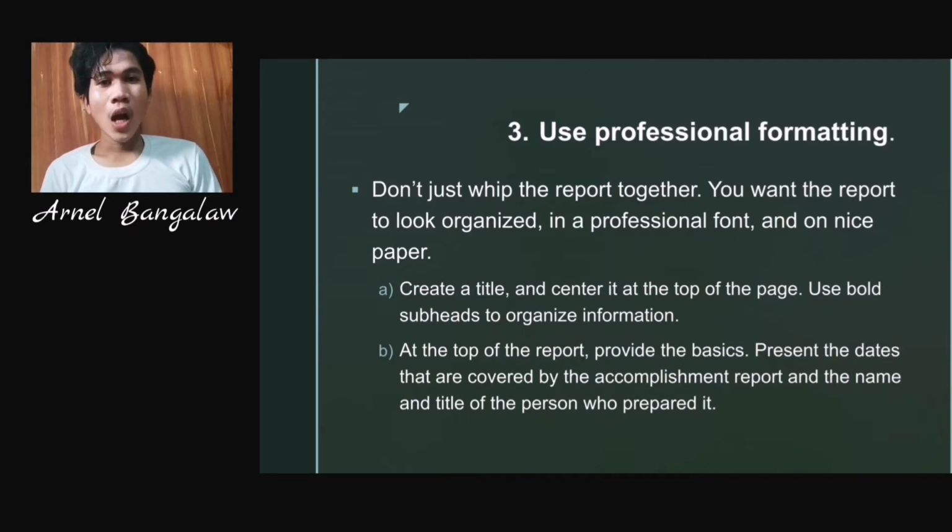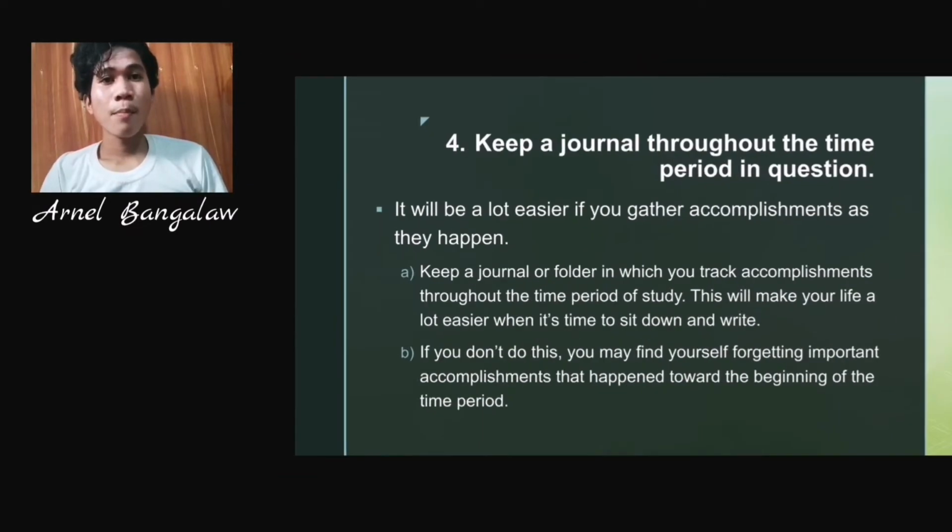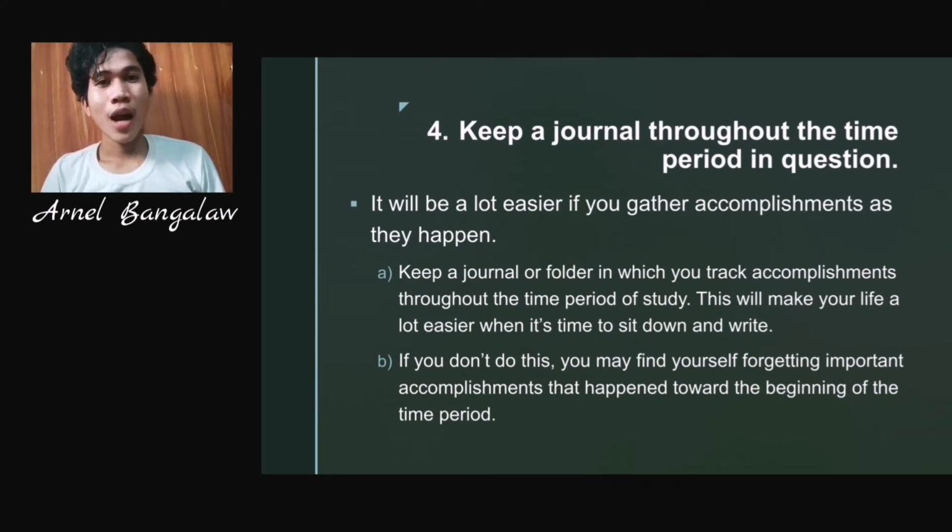Then letter B, at the top of the report, provide the basics. Present the dates that are covered by the accomplishment report and then the name and the title of the person who prepared it. So, for example, at the top, we have accomplishment report, and the next is company accomplishment report, and then the next is the date, for example, May 2022 to June 2022. So that is an example of how to present the dates and the title and the name of the person who prepared it.